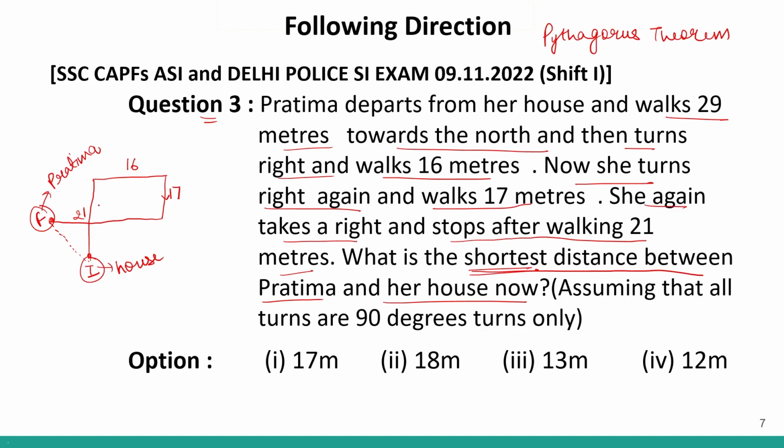Now, if this entire line is 29, then this will be how much? This will be 29 minus 17, that is 12 meters. So this line is 12 meters. Similarly, if this is 21 and this is 16, then this distance will be how much? This will be 21 minus 16, that is 5 meters, right? So this will be 5 meters.